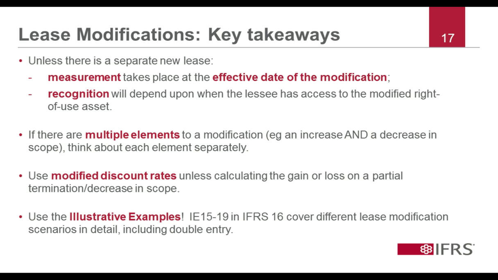Finally, just to highlight that there are 5 detailed illustrative examples in IFRS 16 that cover all of the different modification scenarios. Separate new leases, increases in scope, decreases in scope, multiple element modifications, and changes in consideration. These examples are likely to be useful in applying the IFRS 16 requirements on lease modifications.